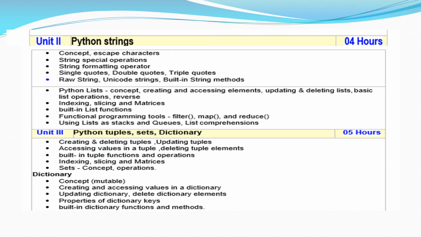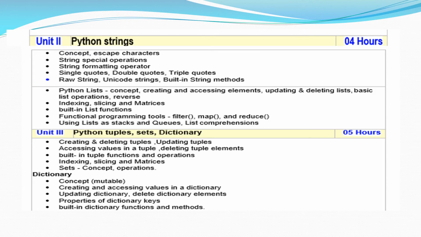Under this unit, one more topic is there, that is list. It is the most versatile data type available in Python. In this topic, we will discuss how to create list and apply different operations such as accessing elements, reverse, update or delete the list elements. Next subtopic is functional programming tools like filter, map and reduce functions. We can also use lists for stack and queue data structure.